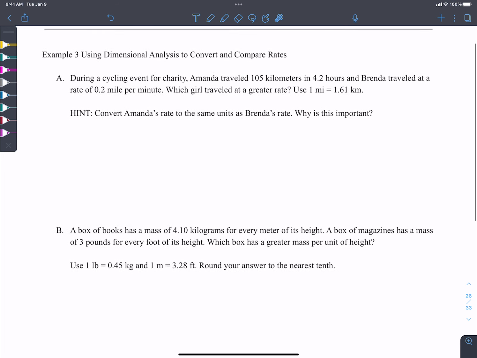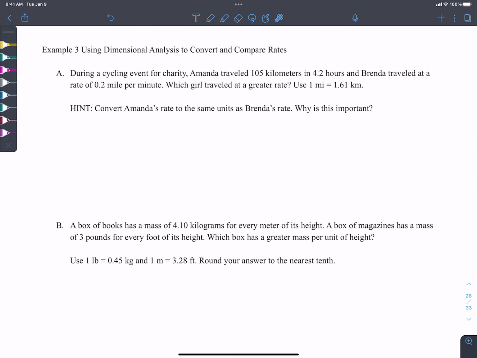And if you look at part B, a stack of books is 4.10 kilograms for every meter of height. That's a metric number. And this is 3 pounds for every foot. So why don't you do me a favor? Why don't we convert all the values to metric and then compare the two values, right? All right, guys, pause the video.